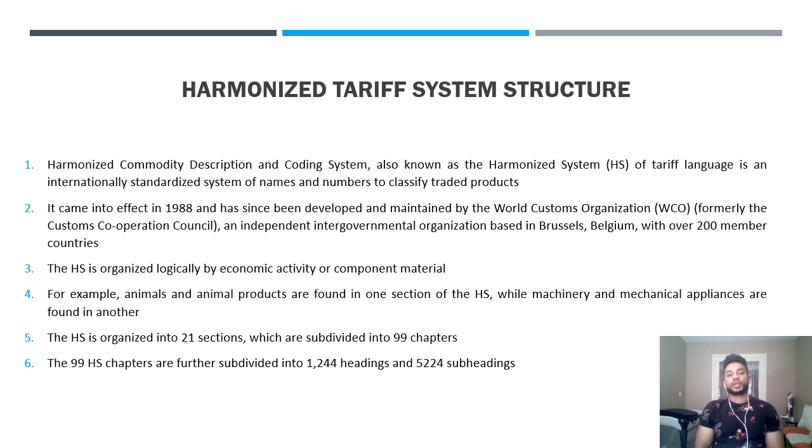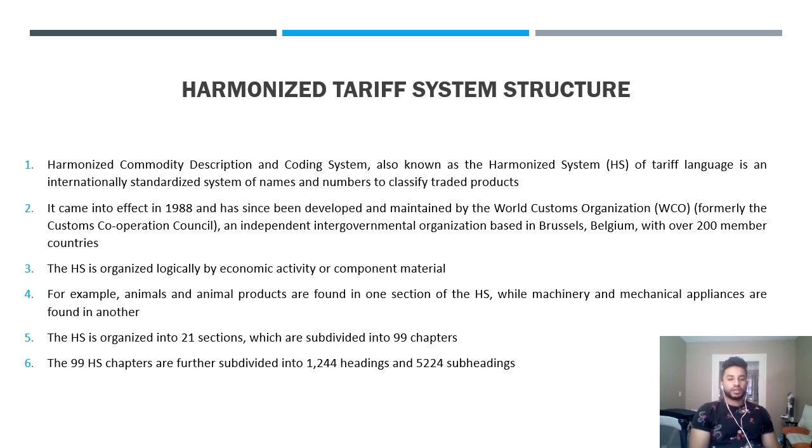Harmonized tariff system structure. I don't want to get into this too much, but it is known as the harmonized system of tariff language. It is an internationally standardized system of names and numbers to classify traded products. It came into effect in 1988 and has been developed and maintained by the World Customs Organization, an independent intergovernmental organization based in Brussels, Belgium, with over 200 member countries. The harmonized system is organized logically by economic activity or component material.